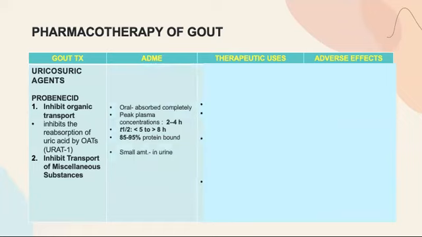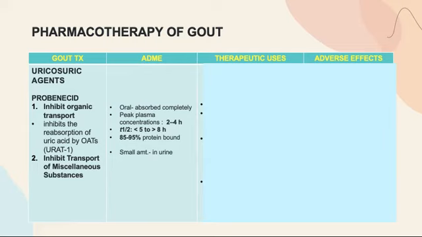Probenecid also inhibits the tubular secretion of a number of drugs such as methotrexate and the active metabolite of clofibrate, among others. Probenecid is absorbed completely after oral administration, and the peak plasma concentrations are reached in 2 to 4 hours. The half-life of the drug in plasma is dose-dependent and varies from less than 5 to more than 8 hours. Between 85 to 90% of the drug is bound to plasma albumin. The 5 to 15% of unbound drug is cleared by glomerular filtration and active secretion by the proximal tubule.